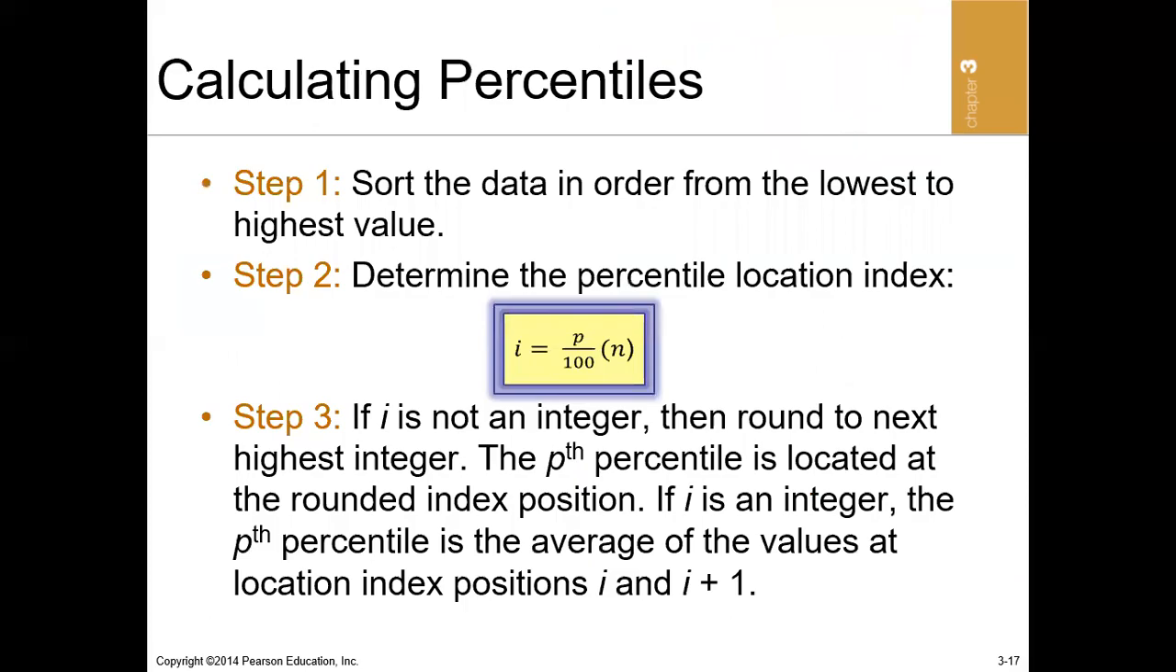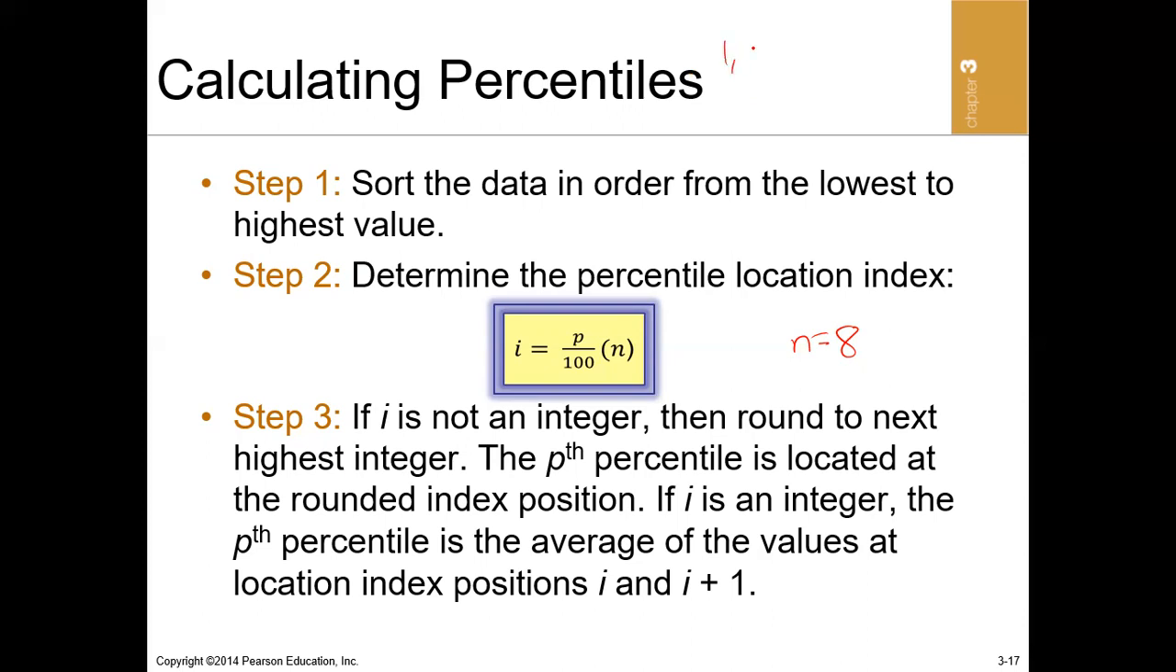Now, how do we calculate percentiles? We have to sort the data in either ascending or descending order, then determine the percentile location. So if the number of figures is 8, and you are looking for the 25th percentile or the quarter position of the figures.